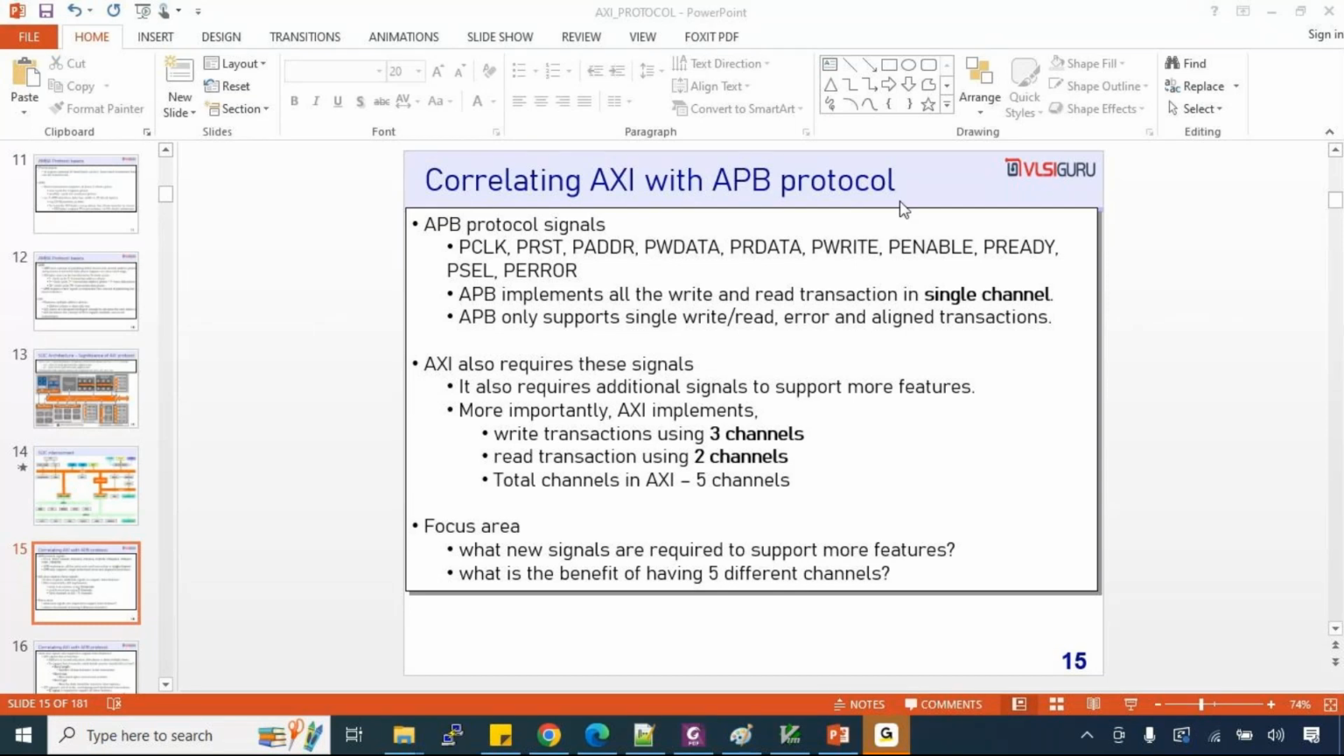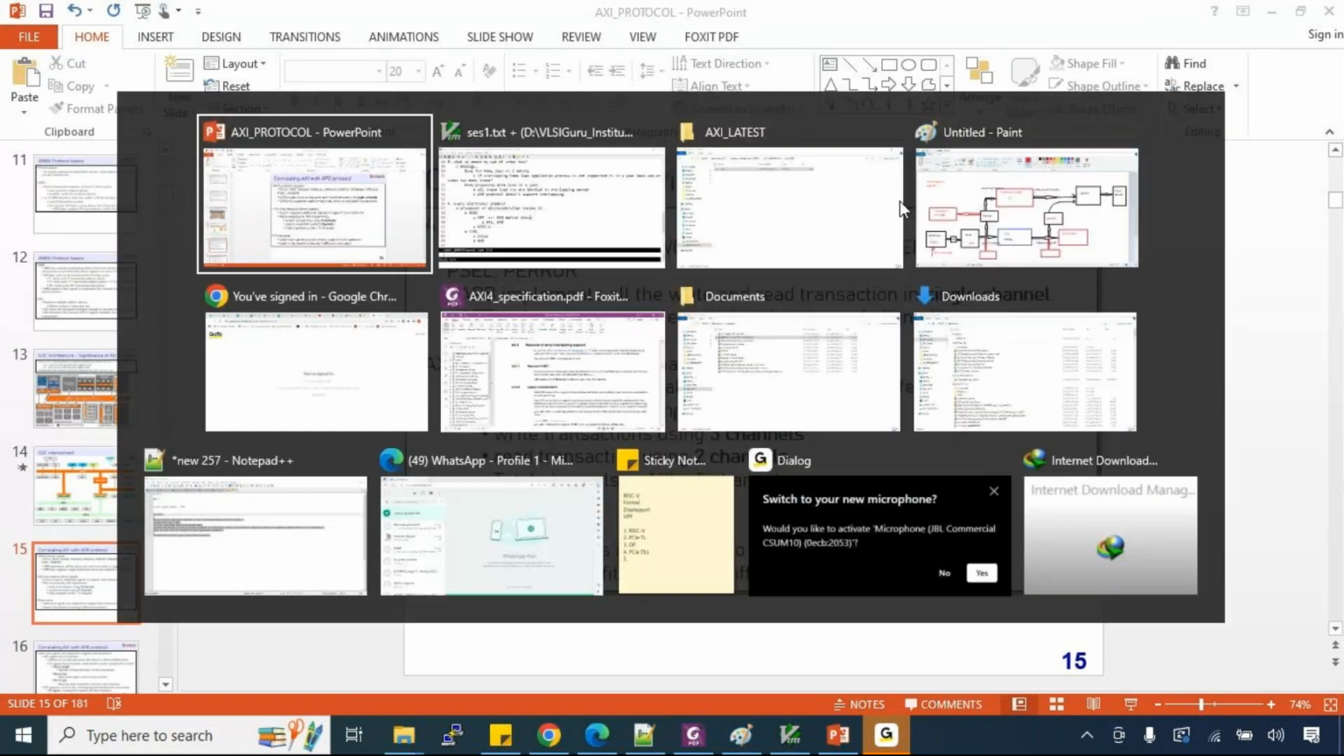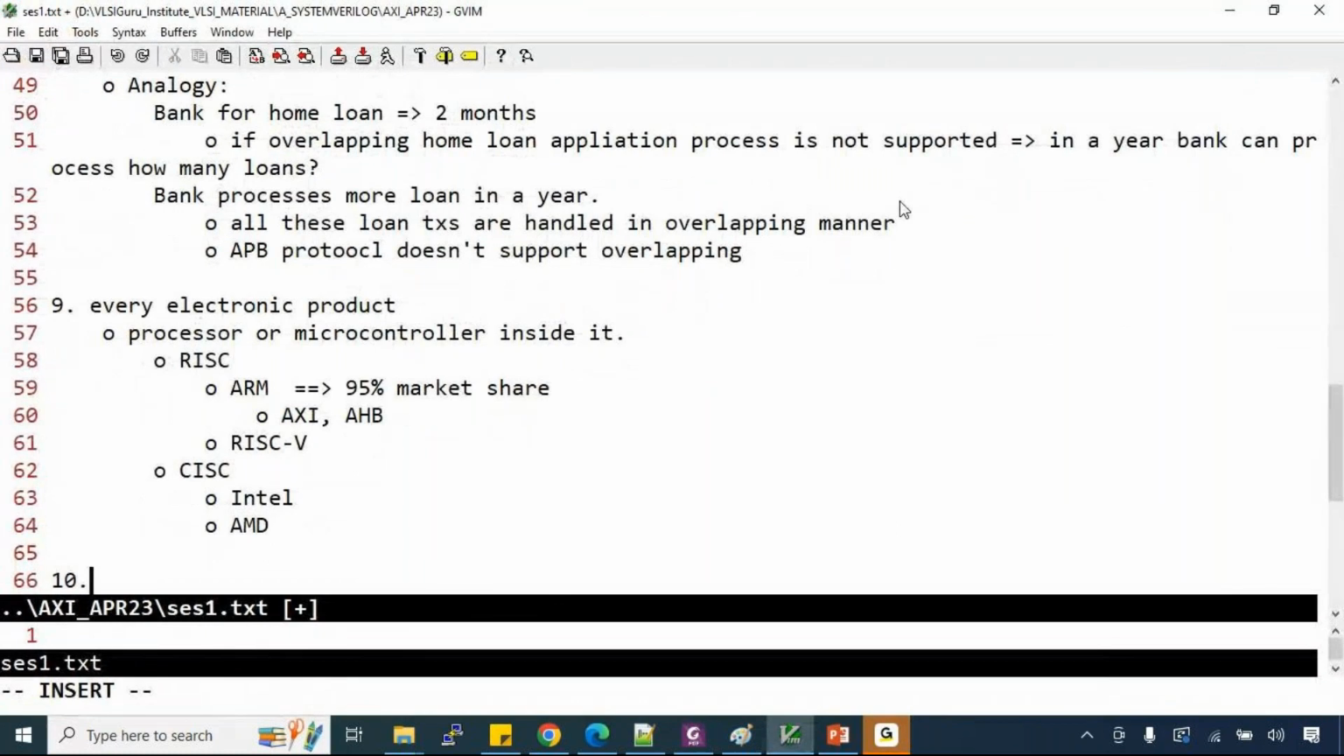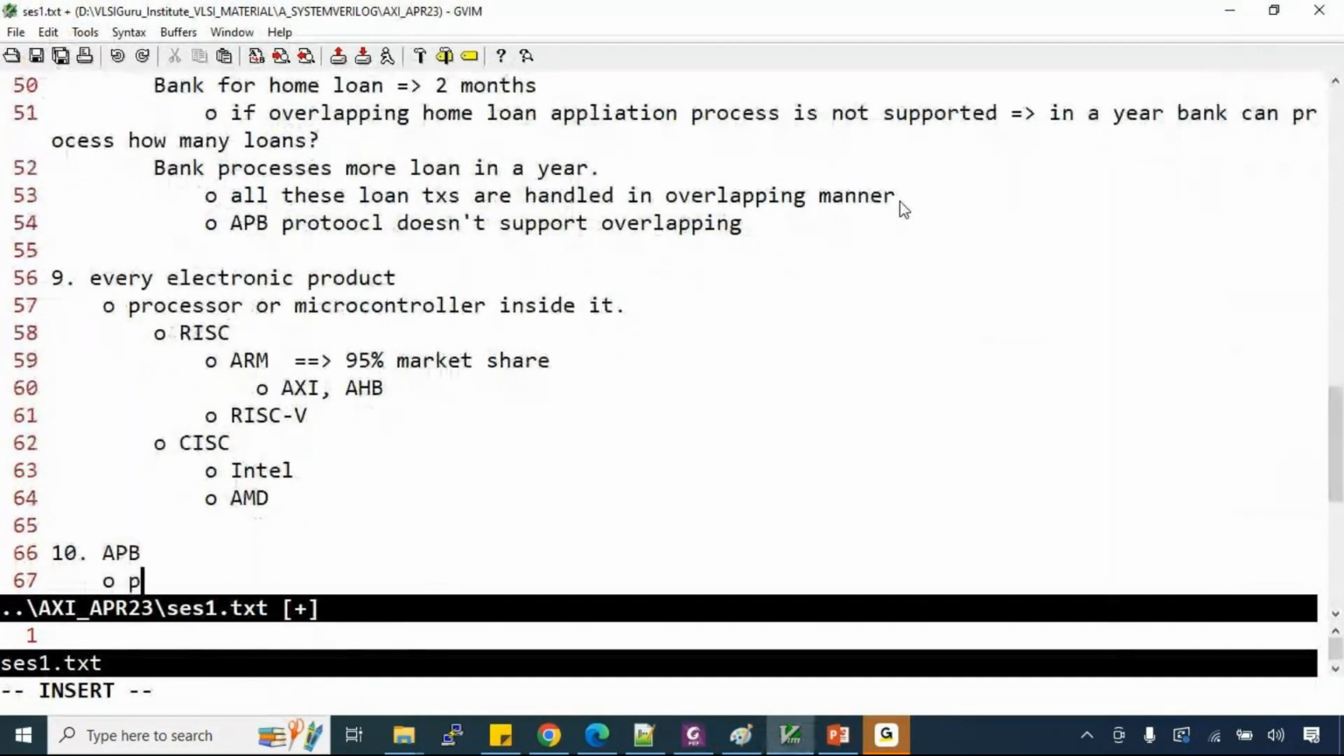Is because you all know APB protocol. Tell me what all things you know in APB protocol. What all signals are there? PCLK, PRESET. Can you write down what all signals you know in APB protocol?